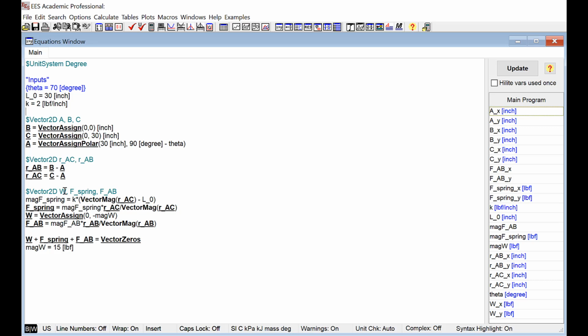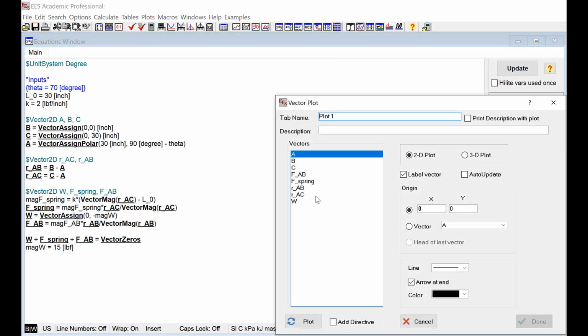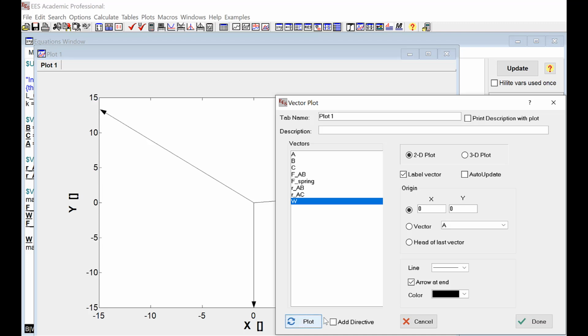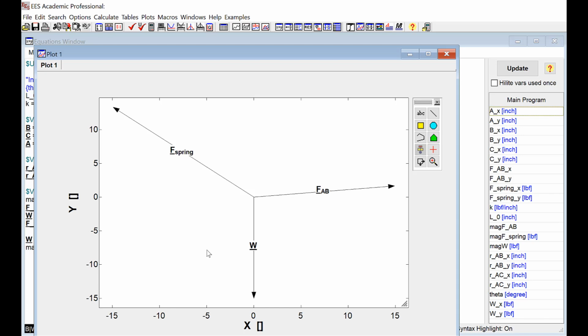So if I want to do that, I'm basically going to plot the three vectors representing the three forces on point A. So I'd go to plots, new plot window, vector plot, and we can start them all at the origin, and I want to put FAB, F spring, and W. So those are the three plots, and then I'm done, and you can see that's the free body diagram. I have the spring force pulling this way, I have the worker's force pulling down, and then the bar force is actually pushing, and so opposing the spring force in some way. So that's kind of interesting.